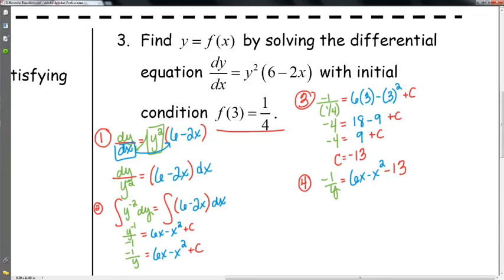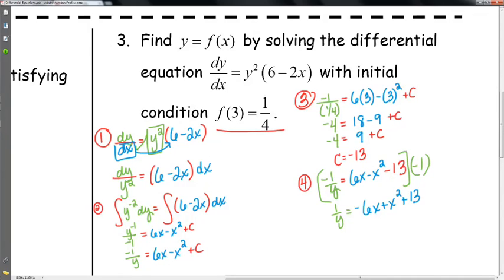If I want to solve for y, let me multiply through by negative 1 so I can get rid of that negative 1 over for my coefficient for my y. So now I have 1 over y is equal to negative 6x plus x squared plus 13.